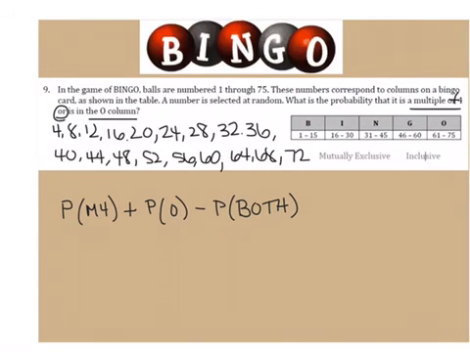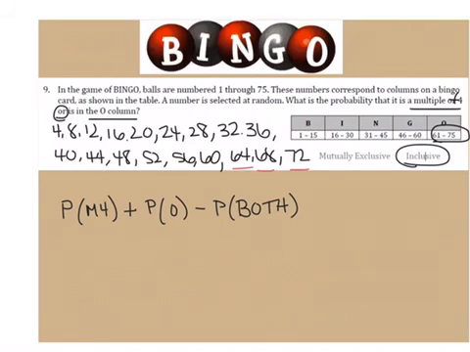So I'm going to say to myself, do I have a both situation here? Can I be a multiple of 4 and be in the O column? So O has 61 through 75. Well, I can. I have 3 different numbers that are in both. The 64, 68, and 72 are in my O column. So I do have a both, which means that this is a mutually inclusive problem.